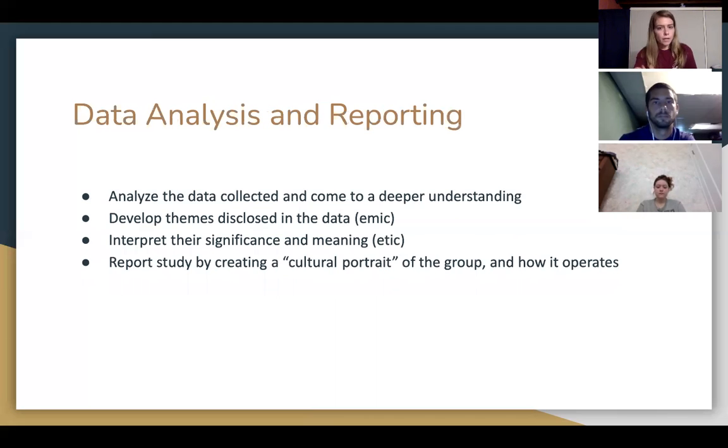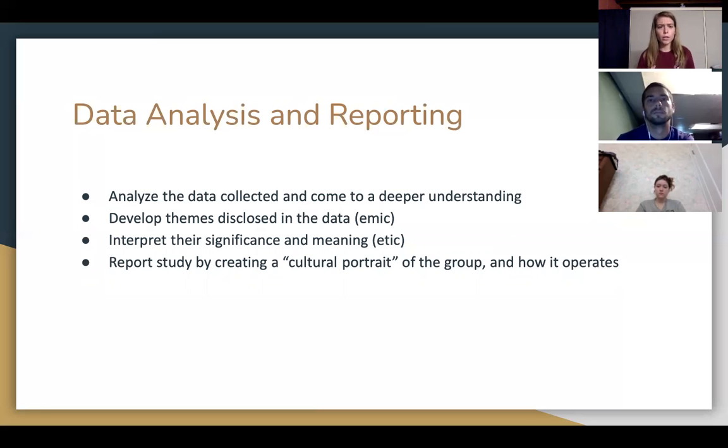And so then lastly, you analyze the data and report it, like we talked about before. You would want to analyze your data to come to a deeper understanding, potentially about the research problem that you set out to look at, or maybe something else entirely that you figured out through your observations. You would want to develop themes disclosed in the data. So you would want to, again, make your affinity diagram, organize your data, look at what kind of themes are in there, and interpret why that's important and what that means. And we'll see that in an example here shortly, why you would want to interpret something like that.